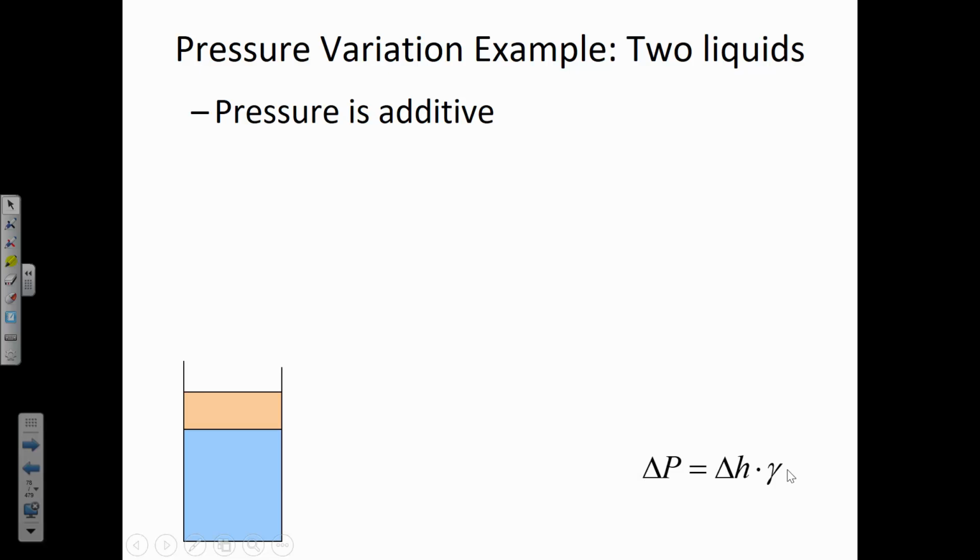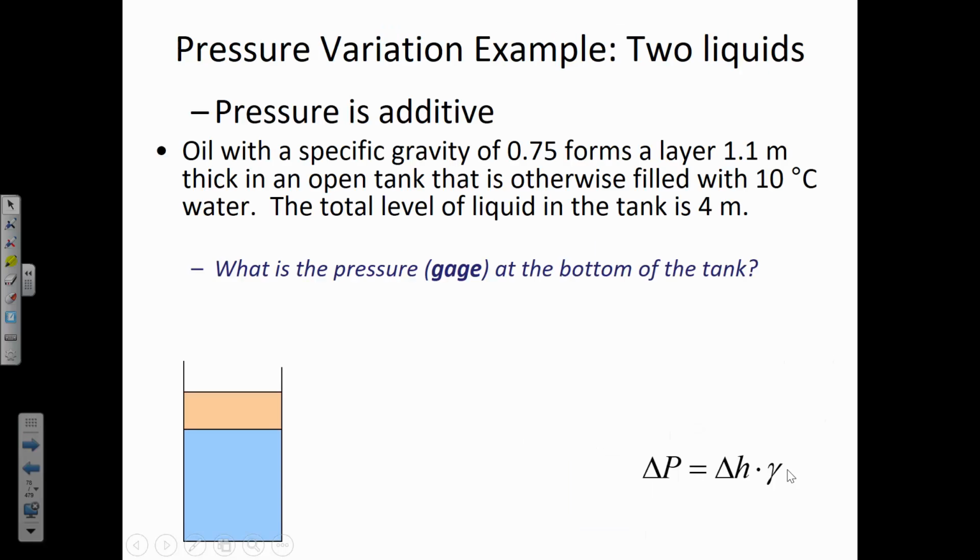So we could do it in steps. If we wanted to find out, for instance, what is the pressure at the bottom of the tank, let's say that this tank has a total depth of 4 meters. You know, both liquids together, the depth is 4 meters. So we have a layer of oil that's 1.1 meters, and then we have water below it. And we want to find out what's the total pressure at the bottom of the tank, gauge pressure.